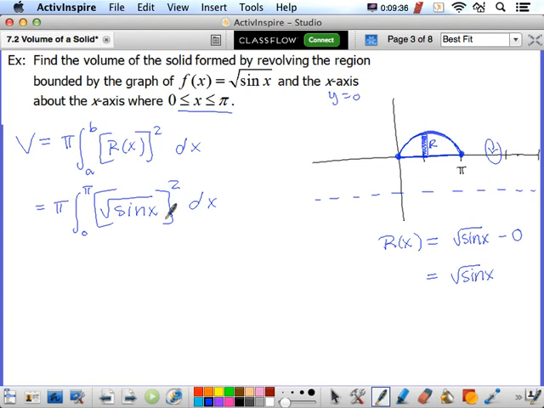Then you clean this up, you need to go ahead and square it out. It's going to make your integration much easier. So we have pi times the definite integral from 0 to pi of just plain sine x with respect to x. And then we integrate that, and it integrates up to negative cosine. So we have pi times negative cosine of x from 0 to pi.